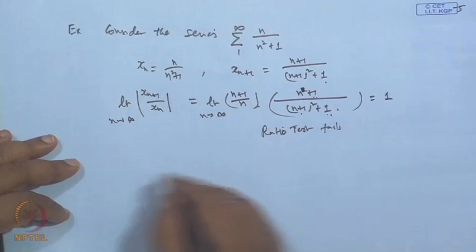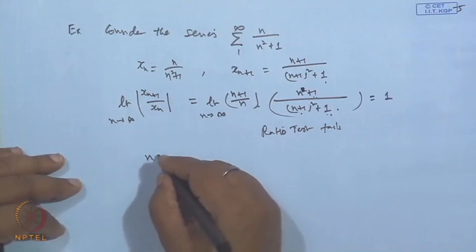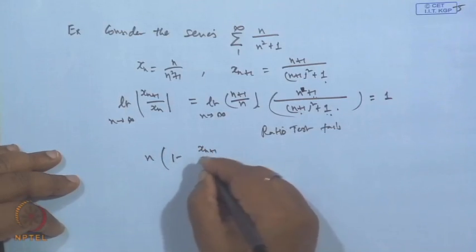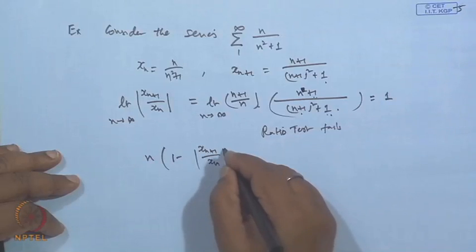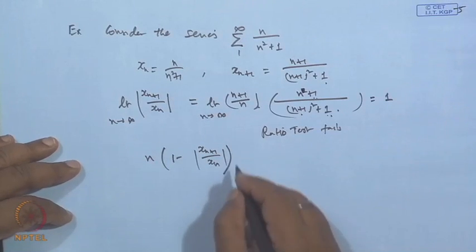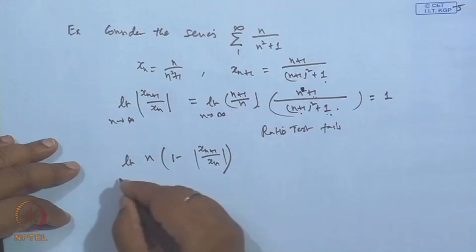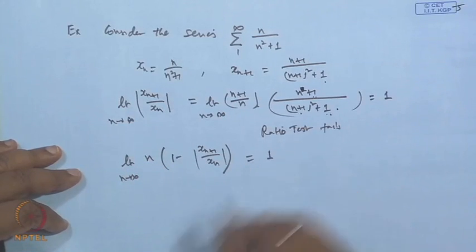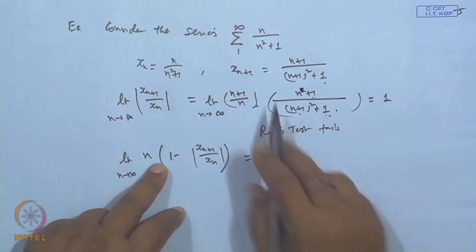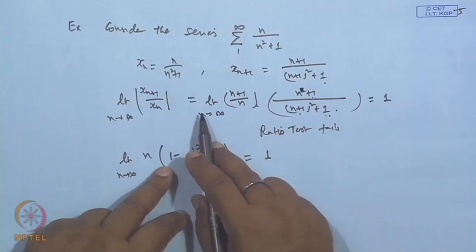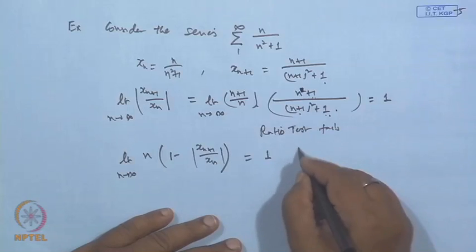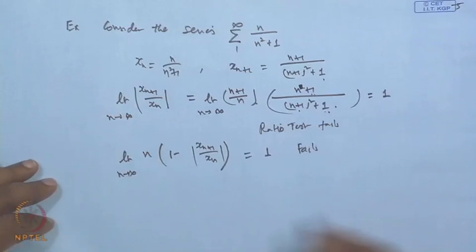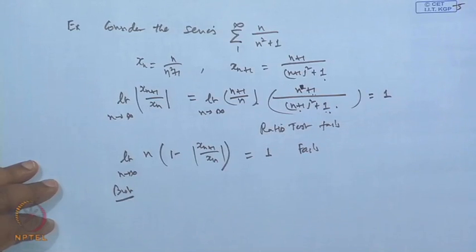Now, if I take Raabe's test, the corollary, n times (1 minus x n plus 1 over x n), and then take the limit of this as n tends to infinity, then again you will see this limit comes out to be 1. We can just solve it and we get the limit to be 1. So, again it fails. We are unable to decide this by the corollary.